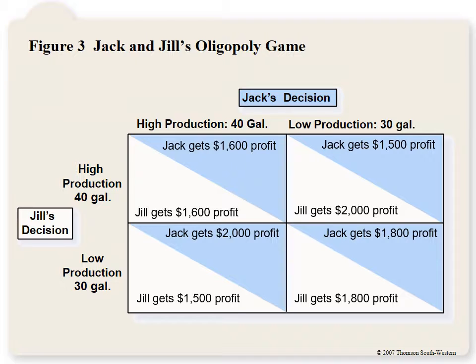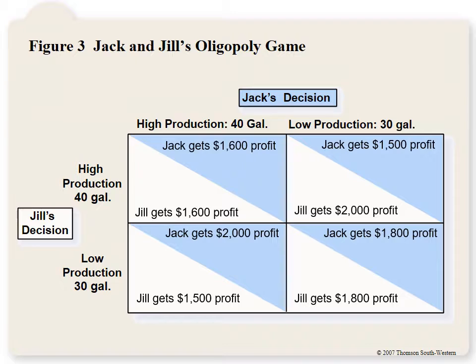So if you were to ask yourself, and I'm going to pause here for a moment, I want you to think about it. What option is the best for Jack and Jill together? If they were to work as a team, what is the best course of action? Well, of course, as we look at it, what is the net worth?